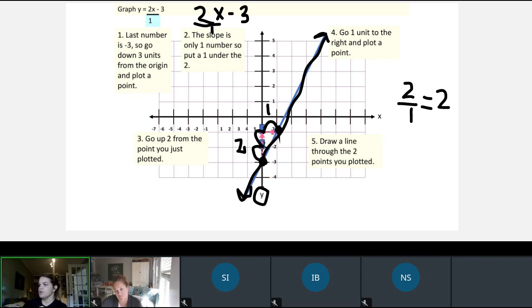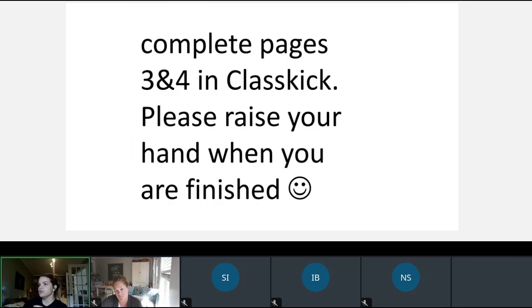Okay, I want you to try. You're going to do pages 3 and 4 in ClassKick. Raise your hand when you've done 3 and or 4. Slides 5 and 6 are just 2 more extra practice problems. So if you get through 3 and 4 pretty quickly, then you can try 5 and 6 as well. Kira, make sure you draw your points really clearly, that'll make it easier for us to check.